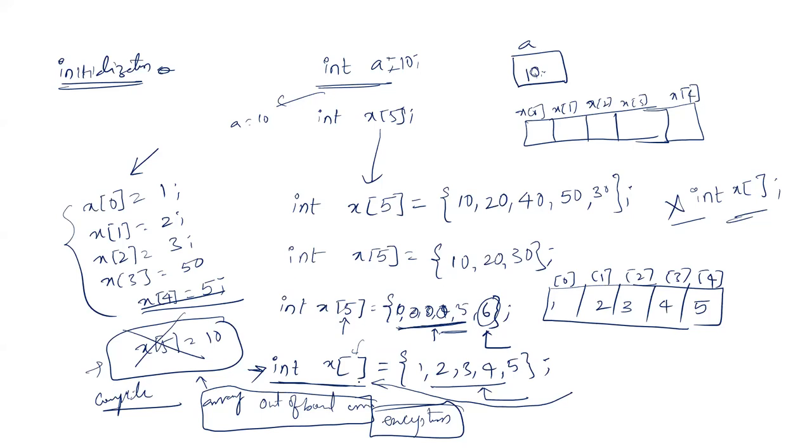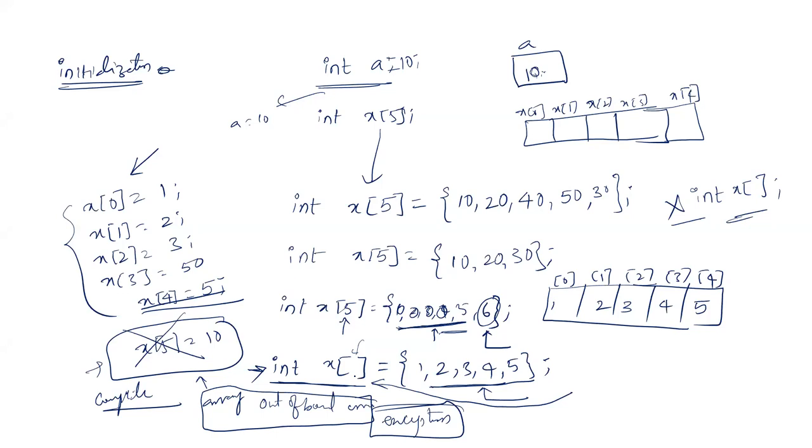You cannot mention the size, but if you initialize the values, however many values you give, that size will be taken as the count by the compiler. You can give any number of values; even if you give 100 values, the size of 100 will be taken indirectly. So not declaring a size is okay if you initialize the values there itself in the array. This is one form of initialization.